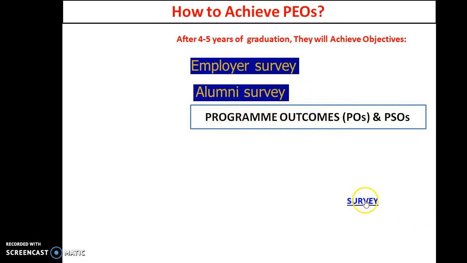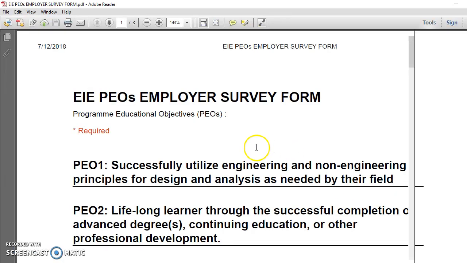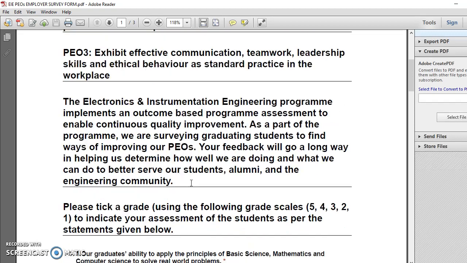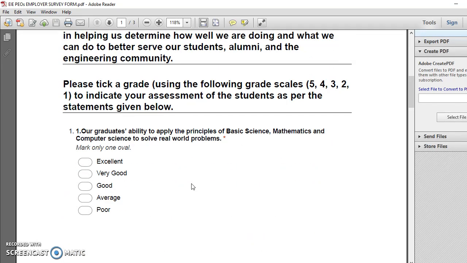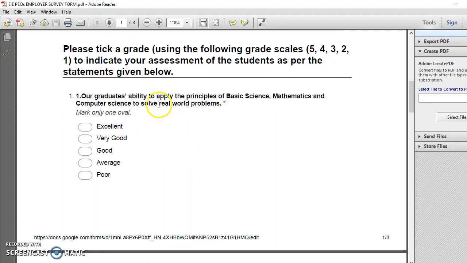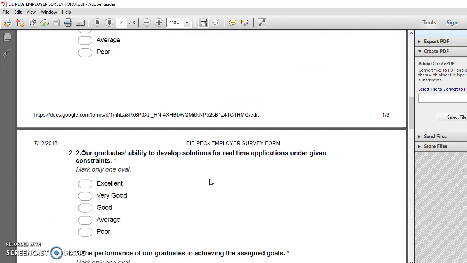For example, we show one example: this employer survey about the POs. We go to the industry and ask the employer about our graduates' ability, whether they solve real-world problems. We will ask people this kind of question, and based on these assessments, we will calculate how much they are able to achieve our POs.